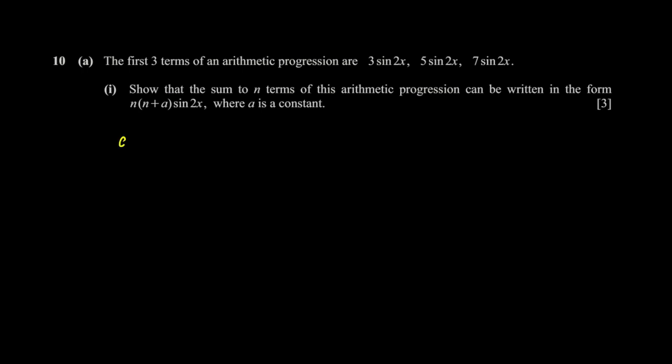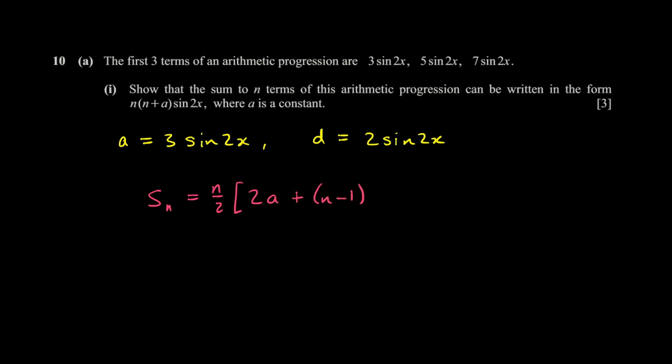So if we look at this progression, the first term is 3 sine 2x. And what is it that we're adding each time? Well, to go from 3 sine 2x to 5 sine 2x, we need to be adding 2 sine 2x, right? So that's what's going on there. Now, the sum of n terms in an arithmetic progression is given by the formula, which I think is on the front of your book: n upon 2 bracket 2a plus n minus 1 d. Okay, so what we can do is just substitute in, right? So we're going to have n upon 2 times 6 sine 2x plus n minus 1 times d, which is 2 sine 2x.